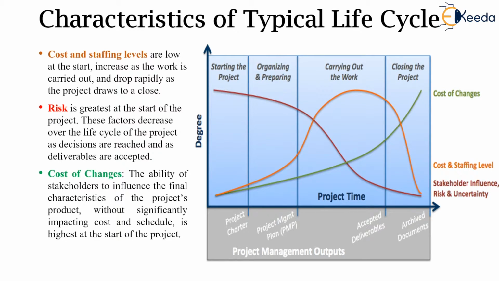The third curve is cost of changes, which is marked by a green line. It is exponentially rising from the start to end of the project. This is because the stakeholders have all the powers at the beginning to make changes to the project whatever they want, without there being any cost to it.